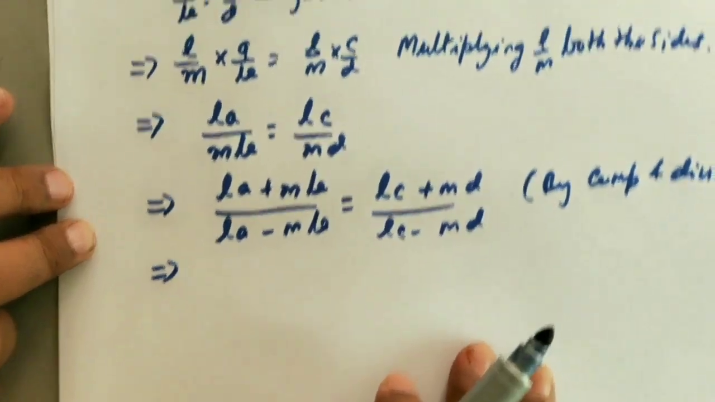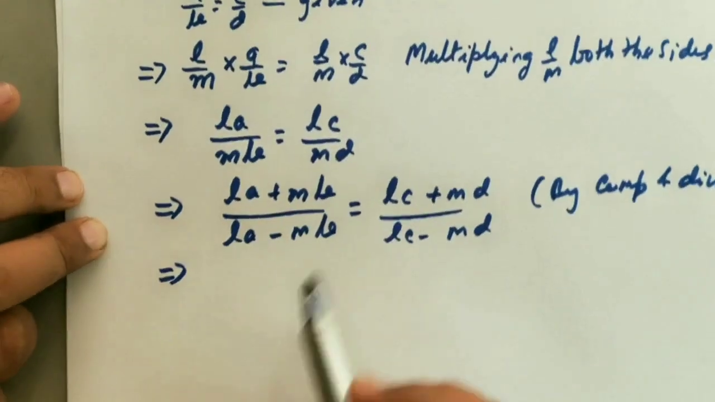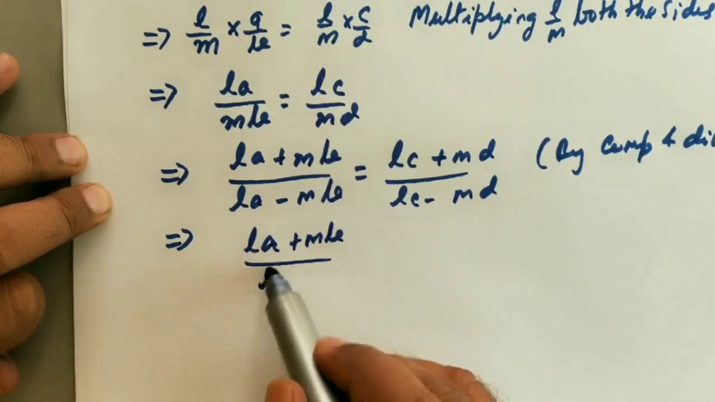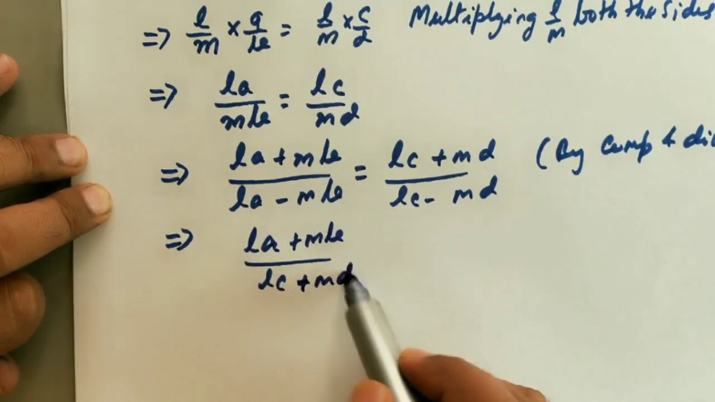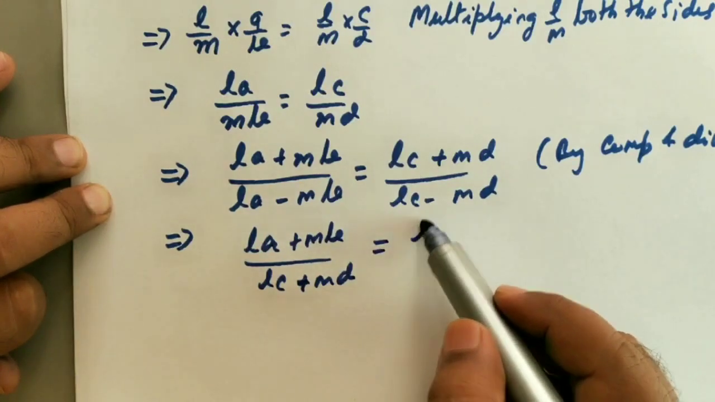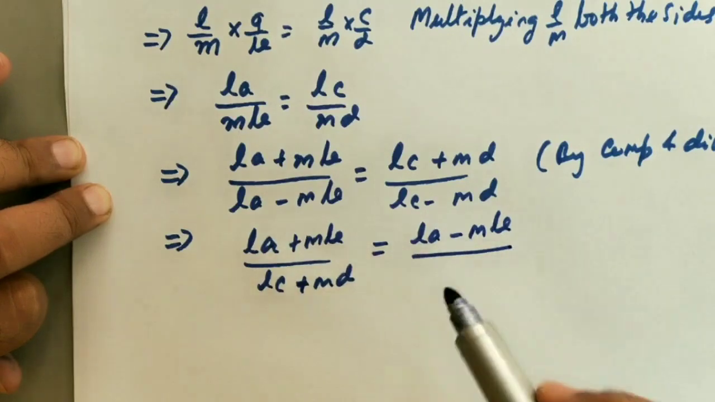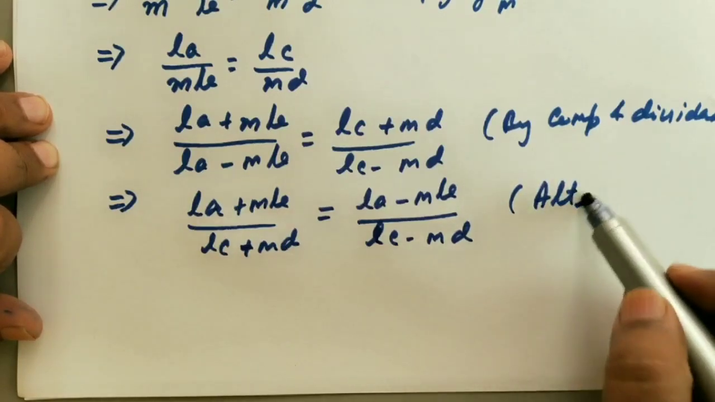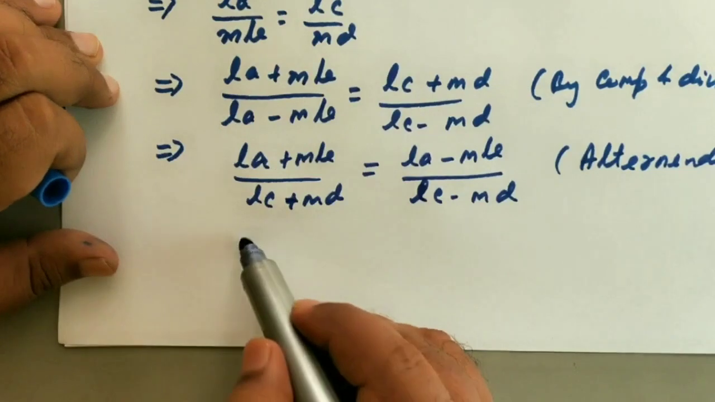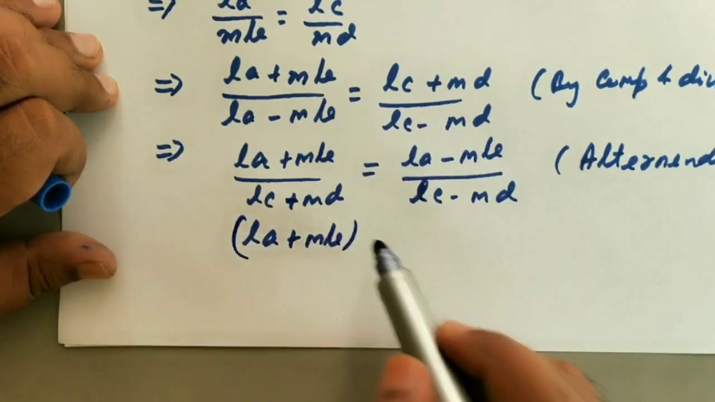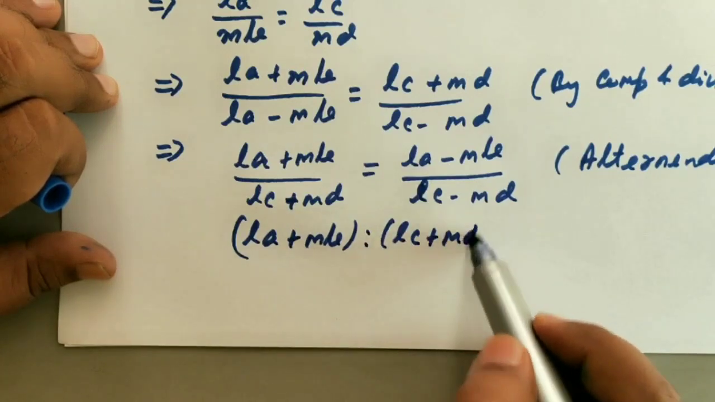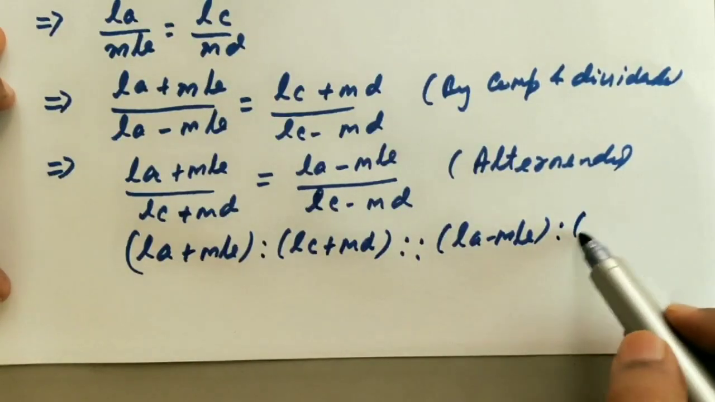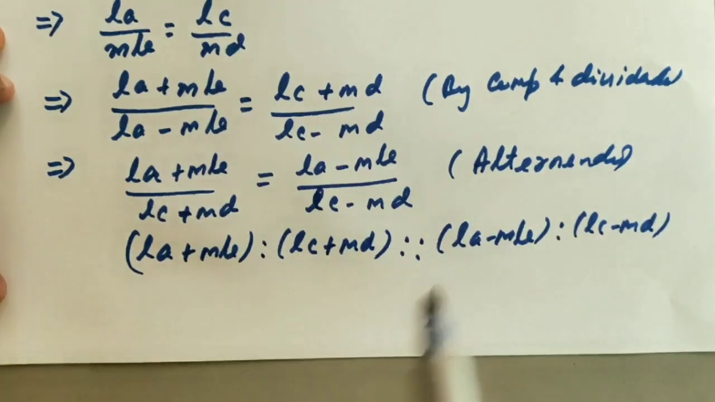But in the proof you will find LA plus MB by LC plus MD. Now by alternando, LA plus MB by LC plus MD. This will come here, this will go there, is equal to LA minus MB by LC minus MD. This is by alternando. Therefore, it is proved. LA plus MB is to LC plus MD, it is LA minus MB is to LC minus MD. It is proved.